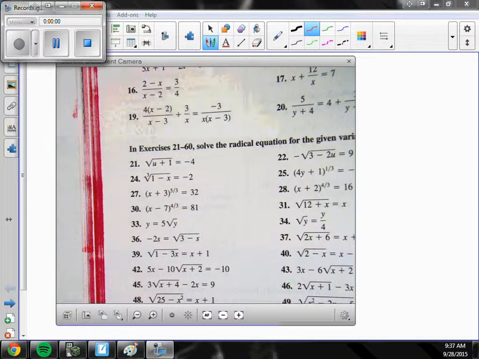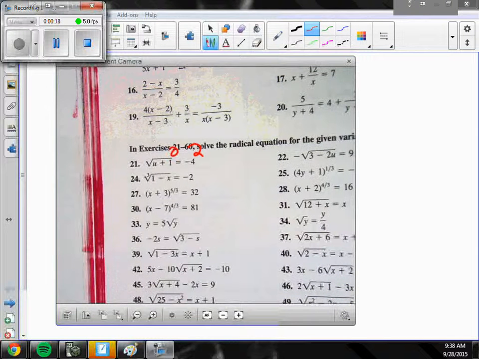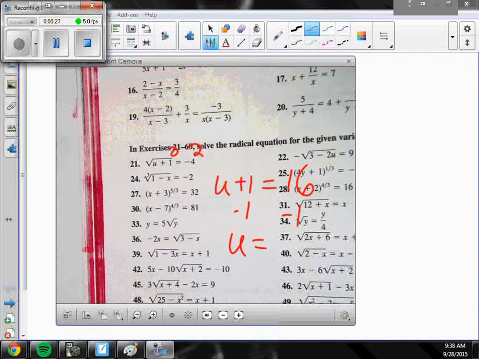So we're working on 44A today, which is 21 through, was it 59? Odd. 29 to 51, 21 to 59 odd. So we look at number 21. How do you get rid of a square root? Square it. So we're going to square both sides, and I get u plus 1 equals 16, and I subtract 1, and I get u equals 15.